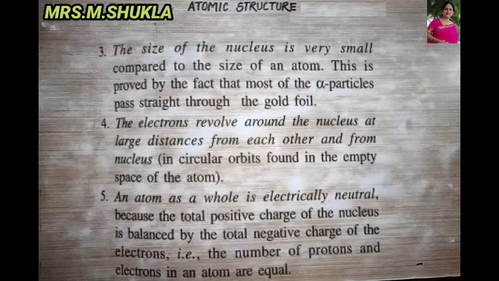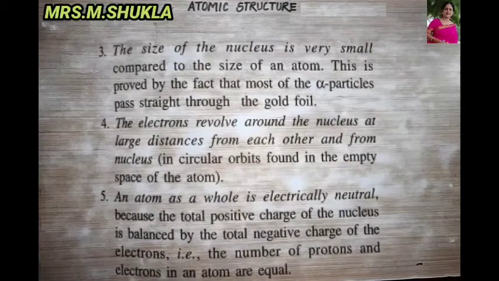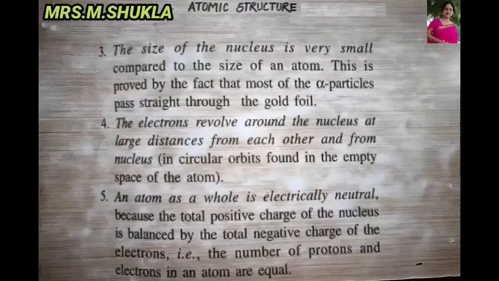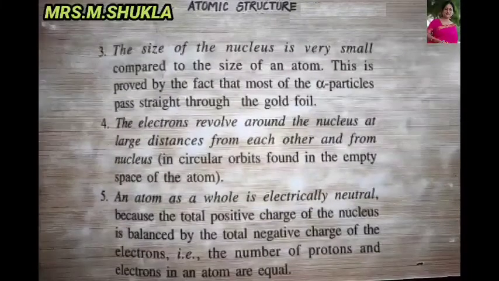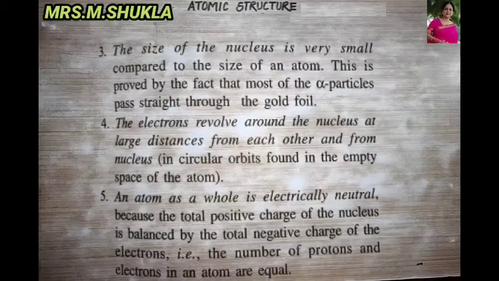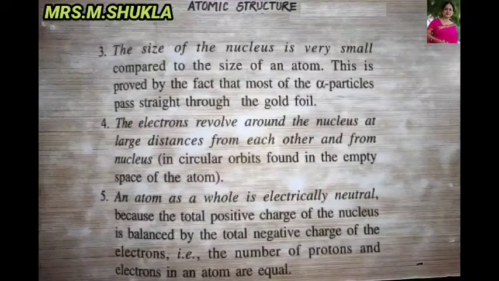Then let us now talk about the size of the nucleus. It is very small compared to the size of an atom. Just imagine the field of your school, right? And a small cork ball is placed in the middle of the field. That cork ball can be your nucleus, and the huge field is the complete atom. So this proves how most of the alpha particles were passing straight through the gold foil.